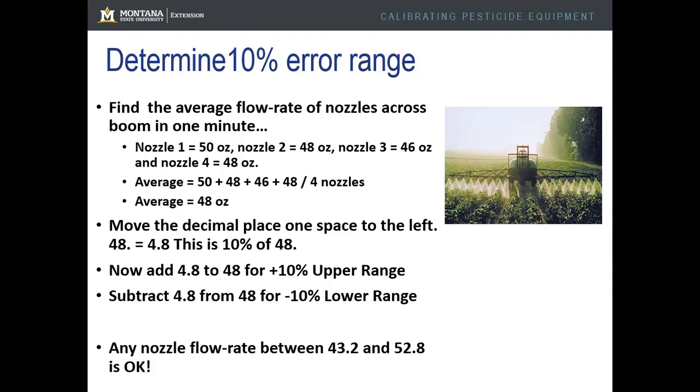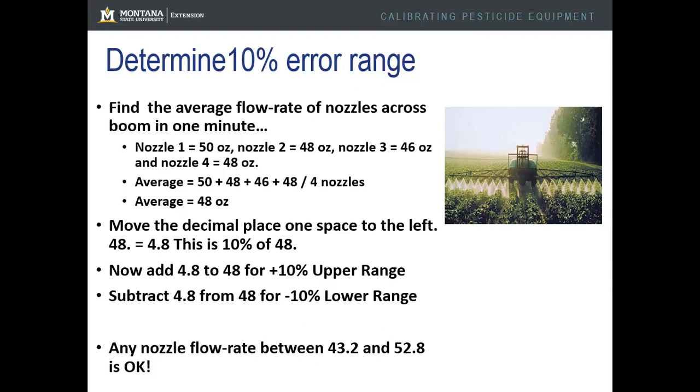ounces. To obtain the average flow rate, each nozzle's flow rate should be added together and divided by the total number of nozzles. In this example, the average nozzle flow rate would be 48 ounces across the entire boom. The applicator should then determine 10% of the average by moving the decimal place 1 space to the left. In this example, 4.8 is 10% of 48 ounces.